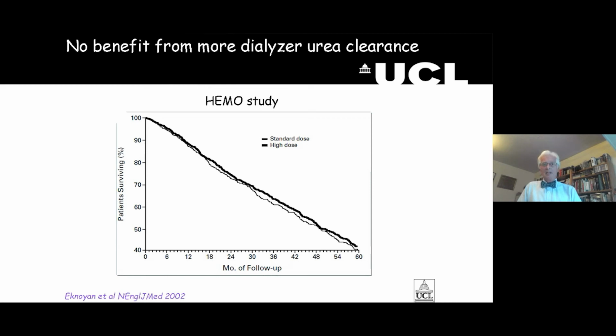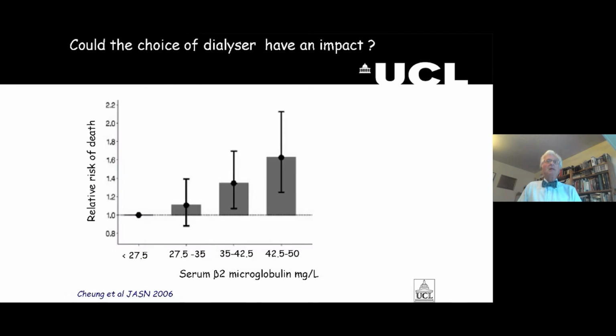So what next? In the next slide, some years later, the investigators of the HEMO study looked back at their data and found that if they looked at the serum beta-2 microglobulin levels, you can see that those patients that had the highest serum beta-2 microglobulin levels had the worst outcome. They had the worst survival. And this suggested that perhaps removing larger molecules might be of an advantage in terms of improving patient outcomes.